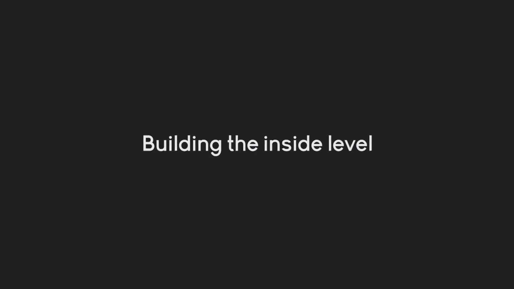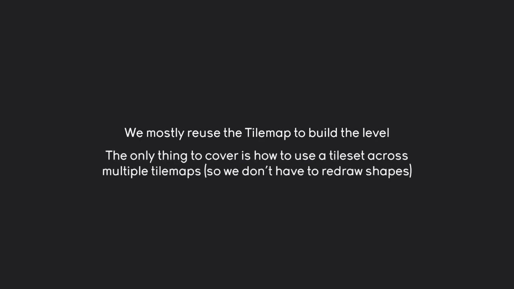The major part missing right now is that we have to create an inside level, and this is what this part will be about. And fortunately, there isn't very much that we need to get started. Basically, we're going to reuse the tile map and the earlier bits we have built to build this level. There's only one thing that I absolutely have to cover, and that is how to use a tile set across multiple tile maps. So we don't have to redraw all of the shapes for the collision and the lights. But that is very easily done.